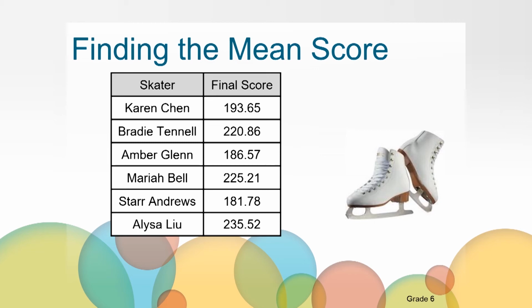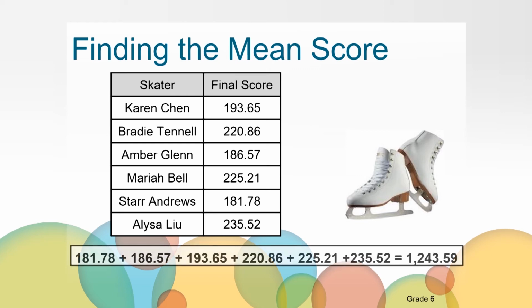When you find the sum of all the data points, you should get 1,243 5/59. When you divide the sum by 6 for the 6 skaters, you should get 207 265 thousandths. Since all of the scores are rounded to the nearest hundredth, we will round the mean to the nearest hundredth. The mean score is 207 27/100.